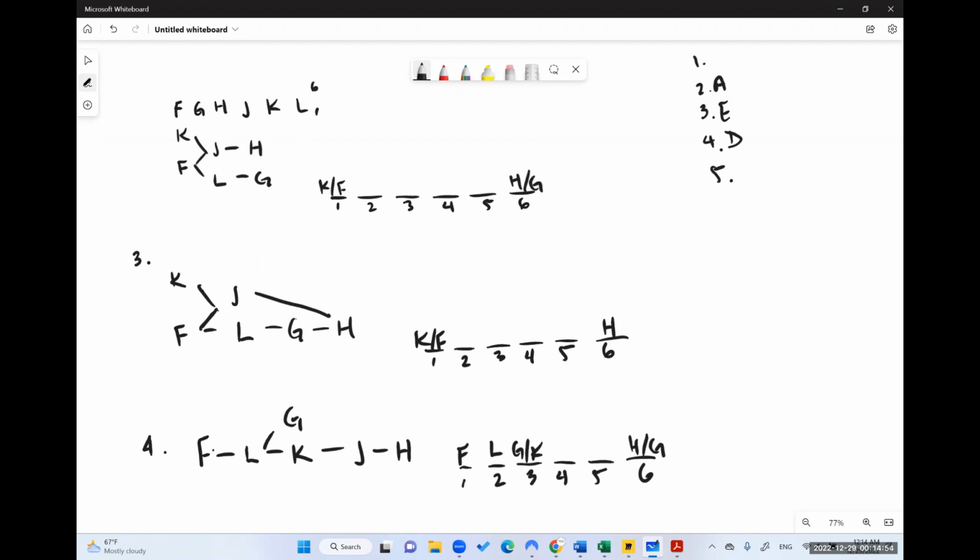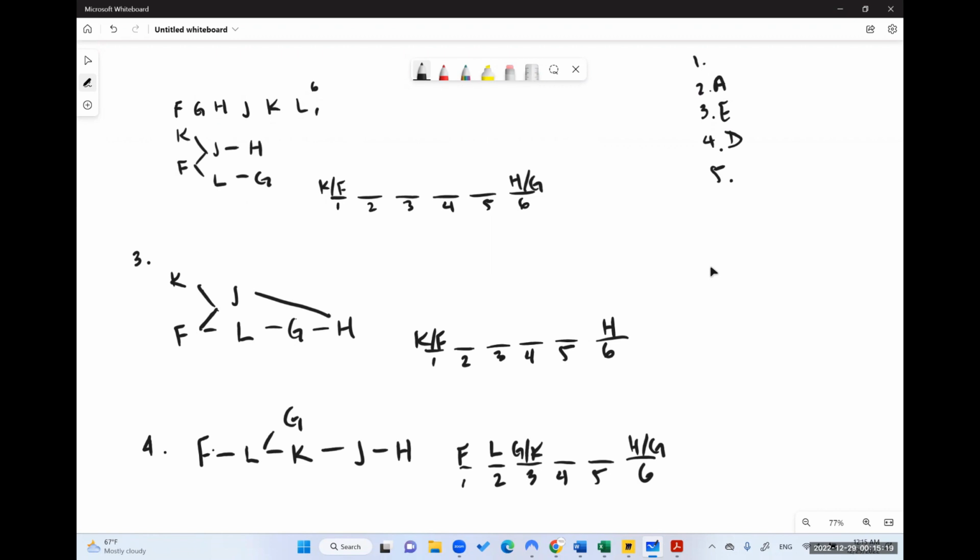It says, which of the following cannot be true? Okay, A says F is released second. Okay, so let's see if there's anything preventing that from happening. Well, I could easily have just K go before it, right? We know that because we have K/F in slot 1. So I could have K in 1, and then I could have F in 2. I don't see anything preventing that from happening. So A is incorrect because it could be true.